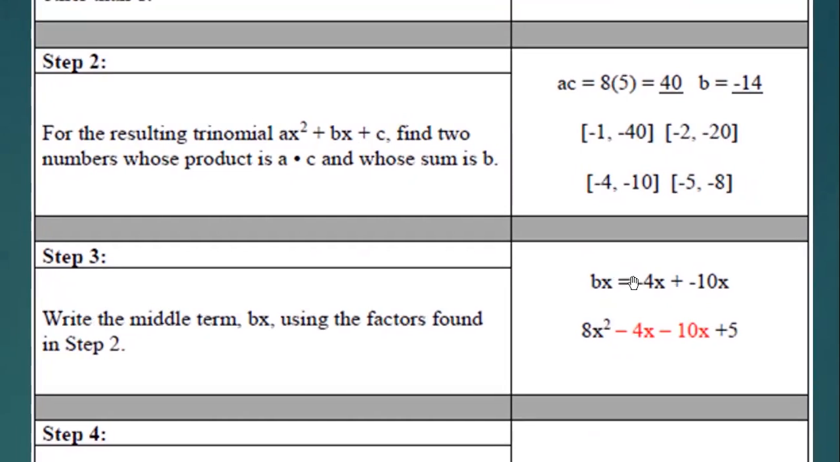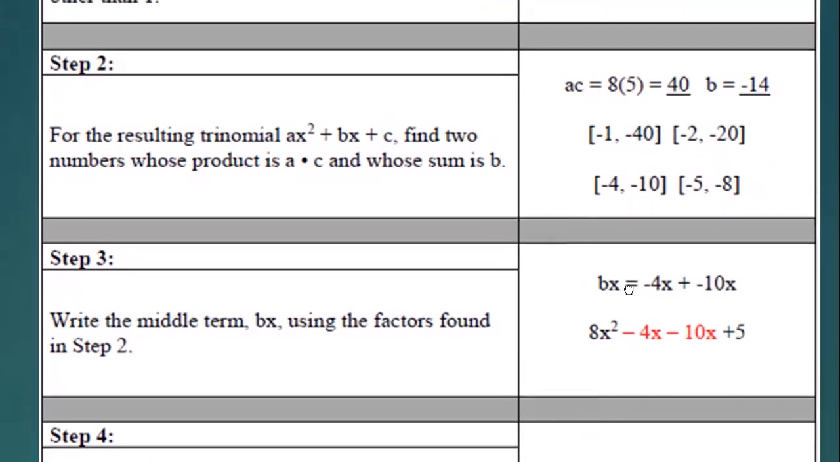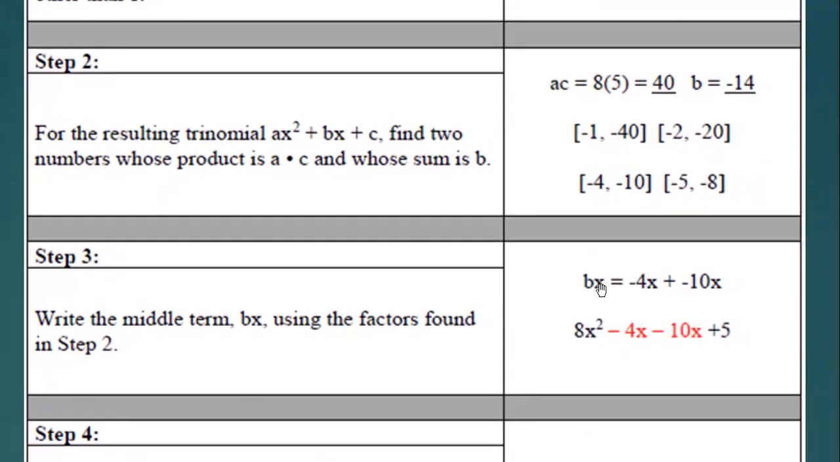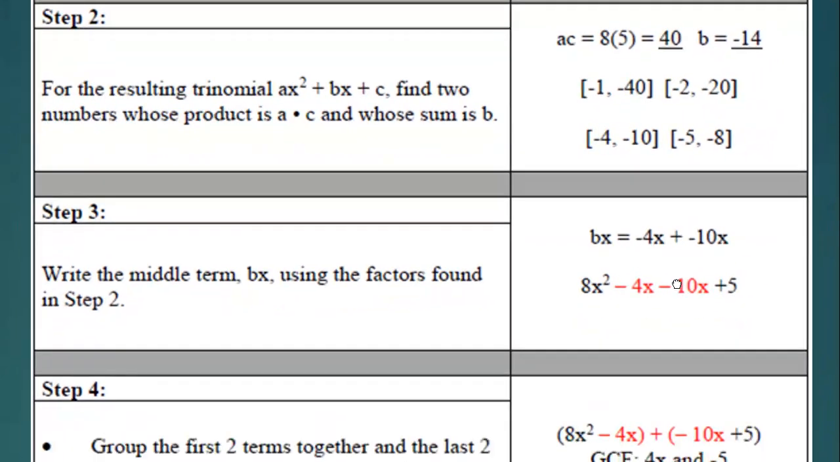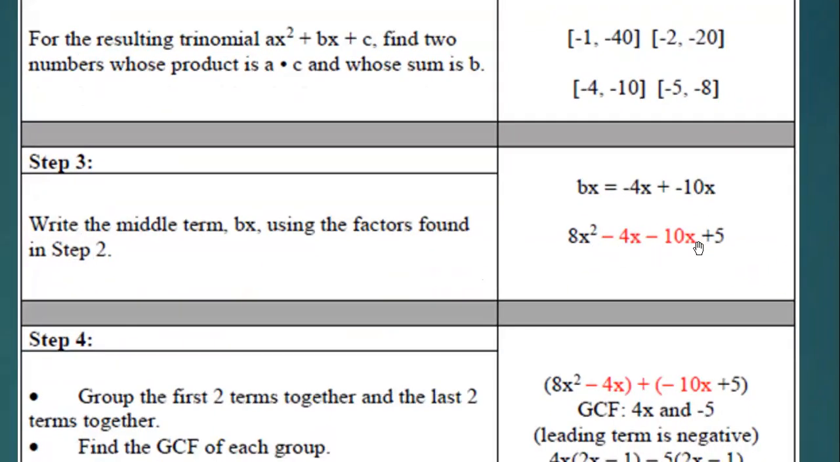What happened? If you did negative 4 times negative 10, it would be, oh, you're adding. Yes. So basically, I'm replacing my BX. My BX is currently negative 14x. I'm going to replace it with negative 4x plus negative 10x, because that still equals negative 14. Now you replace. Okay, so this is now what I'm working with.